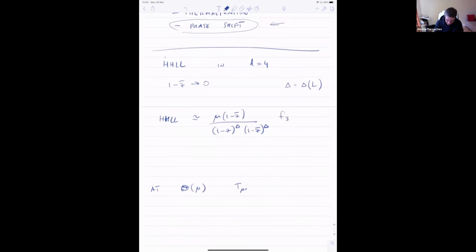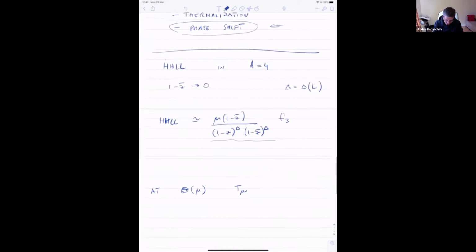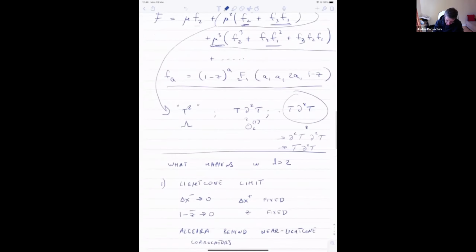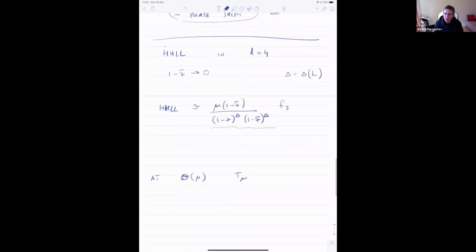There is this overall power. Then there is 1 minus z bar, which comes from the fact that it has twist 2. So 1 minus z bar is what we are sending to 0, and all high twist operators will have high powers. And there is a mu because it's a single stress tensor. Then there is this F3 quantity, which, remember the definition of F. So this is basically the light cone limit of the conformal block of the stress tensor.